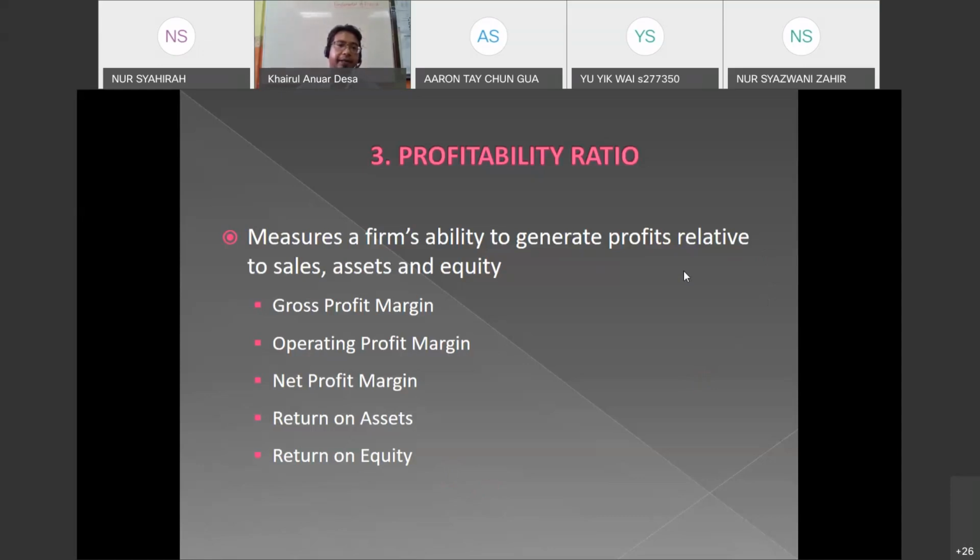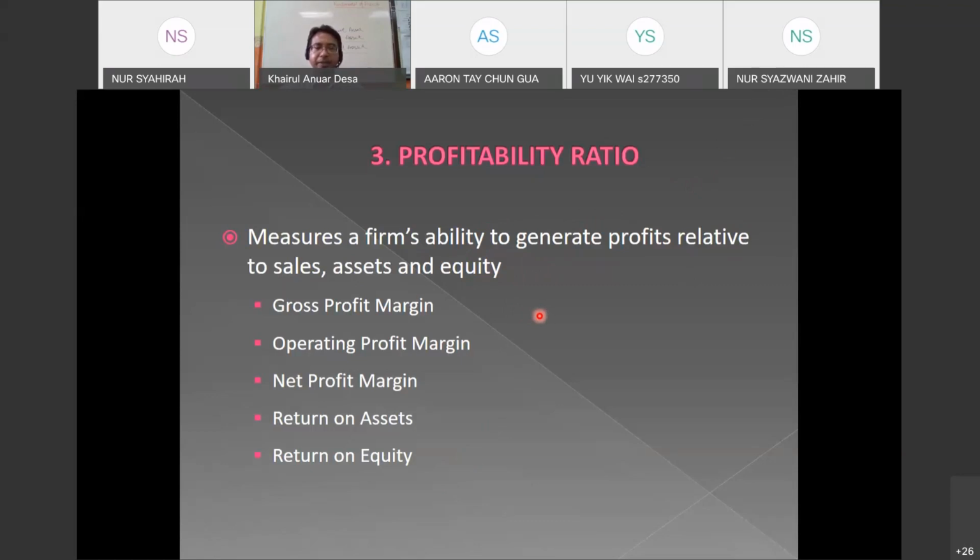Okay, now we continue with the profitability ratio. Okay, kita sekarang dalam nisbah keberuntungan. Profitability ratio. The profitability ratio is to measure a firm ability to generate profit relative to the sale, asset and the equity.